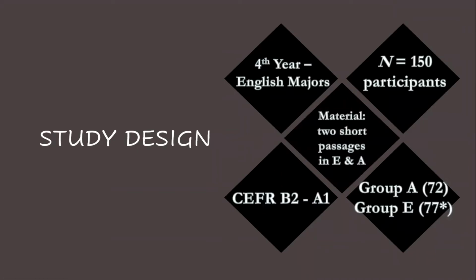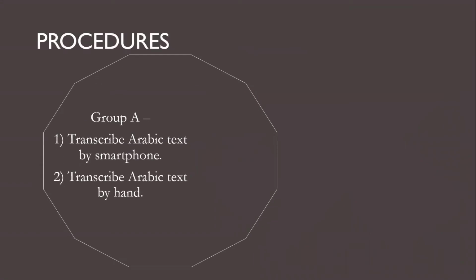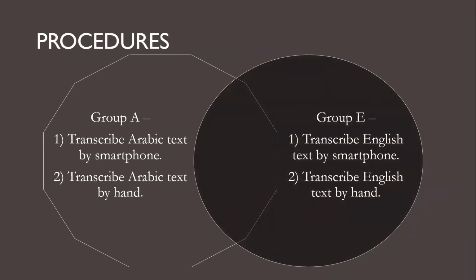So the task was about producing 2 short passages in Arabic and English. We tried to produce a task which has a similar number of words in Arabic and English, just to ensure that the students in both Group A and Group E would produce the same amount of letters, whether in English or in Arabic.